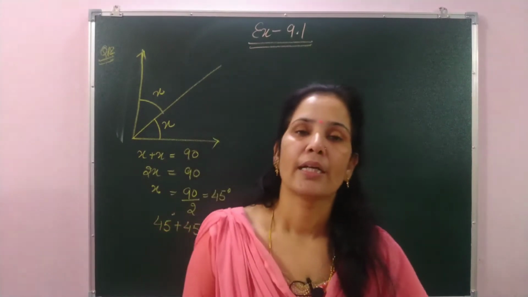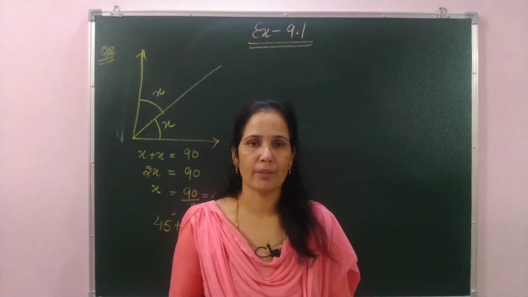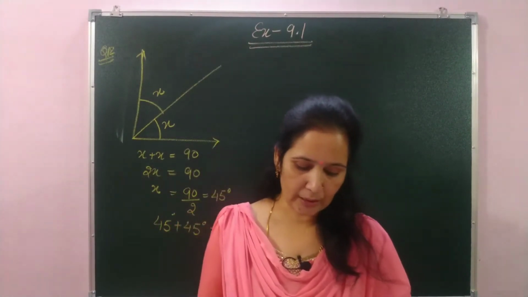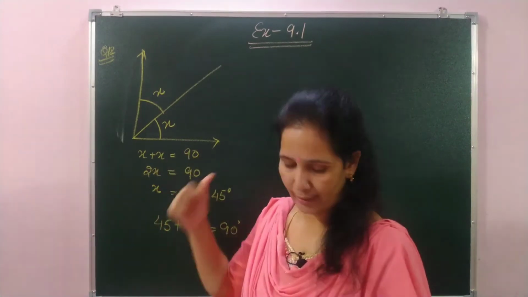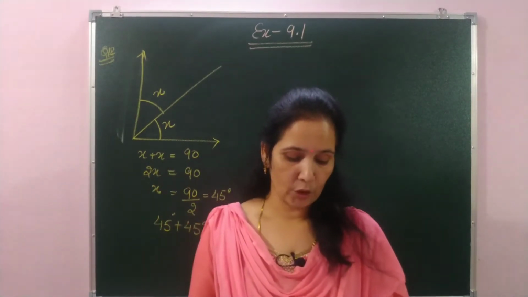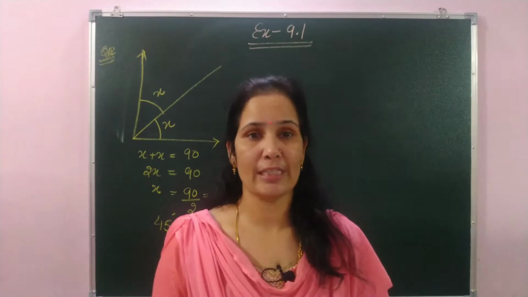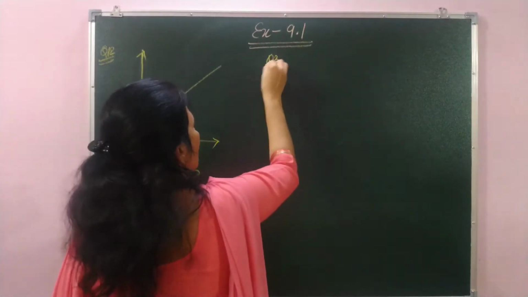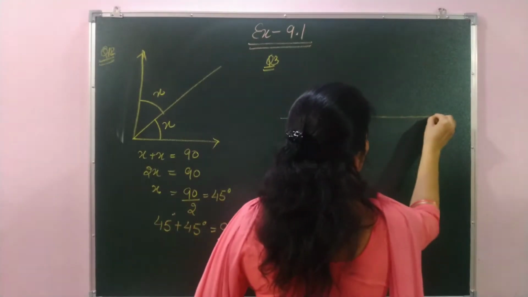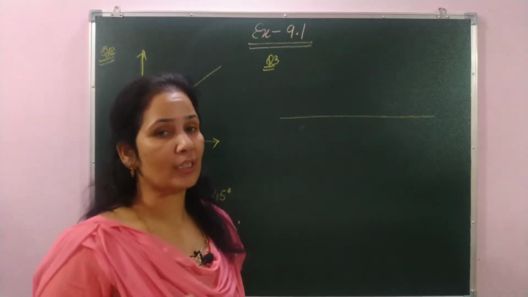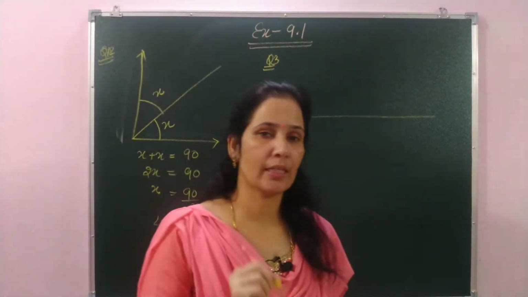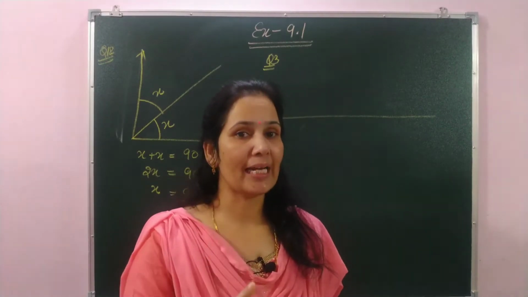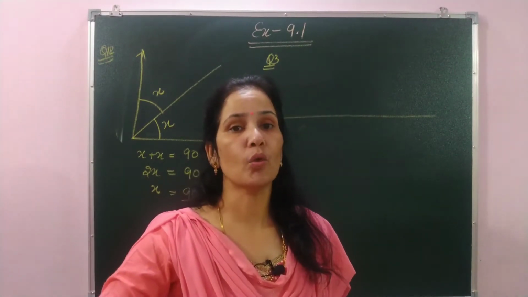Okay students. Now after this we will discuss question number 13. Question number 13 is the same type as question number 12. Find the angle which is the supplement of itself. Now this time we have to find two angles whose sum is 180 because they are supplementary, and both angles are equal, because in the question they told that one angle is the supplement of itself.